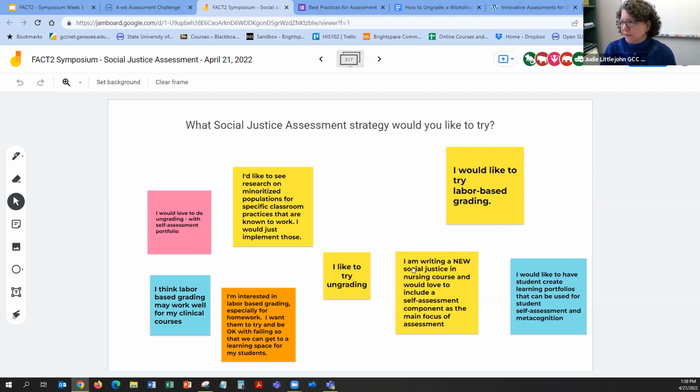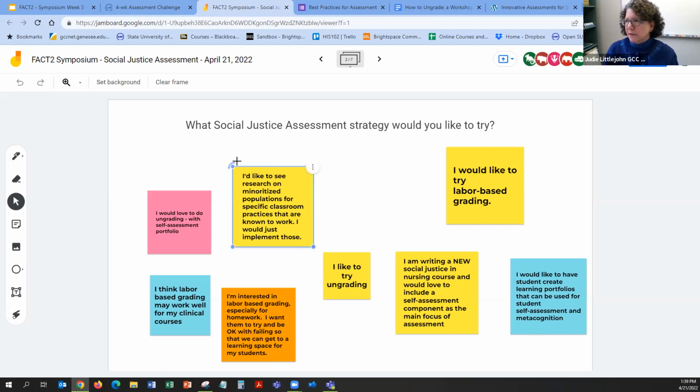I know here our nursing faculty do something similar, where the students do assessments of a patient, and they have to record those on video and submit those. So they're able to have a conversation about what they've done with the faculty member while they're reviewing it for one of their summative assessments. I would like to have students create learning portfolios that can be used for self-assessment and metacognition.